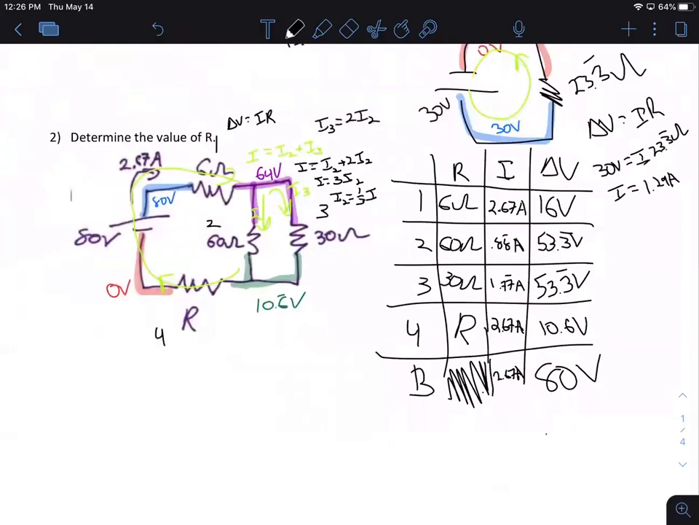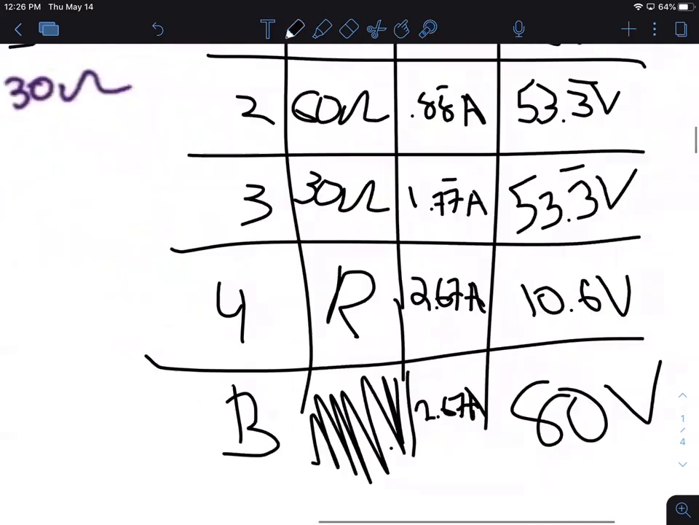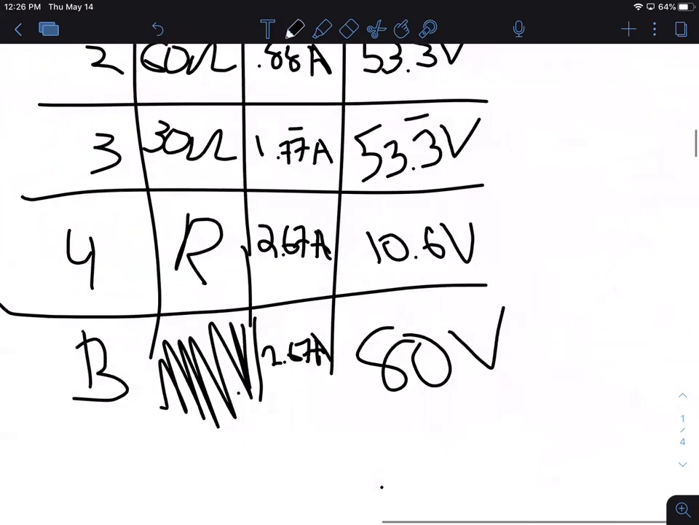So that means if it has a current going through it of 2.67, changing it by 10.6, 10.6 divided by 2.67, that's an R of 3.97. With all this rounding, maybe that R actually ended up being 4, potentially. If we hadn't rounded anything, who knows? 3.97 ohms.